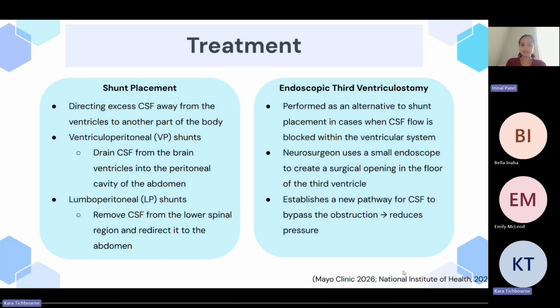Another type of treatment done for hydrocephalus is called an ETV, or an endoscopic third ventriculostomy, and it is performed as an alternative to shunt placement in cases where CSF flow is blocked within the ventricular system. A surgeon would use a small endoscope to create an opening into the third ventricle, which establishes a new pathway for the CSF flow and reduces pressure.